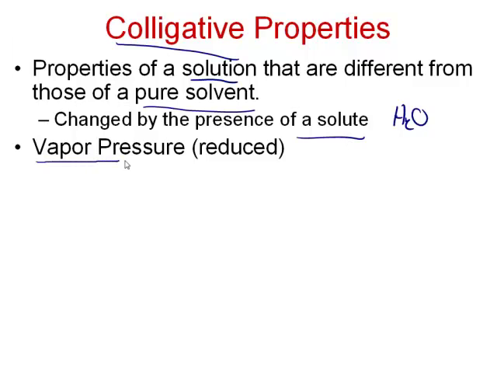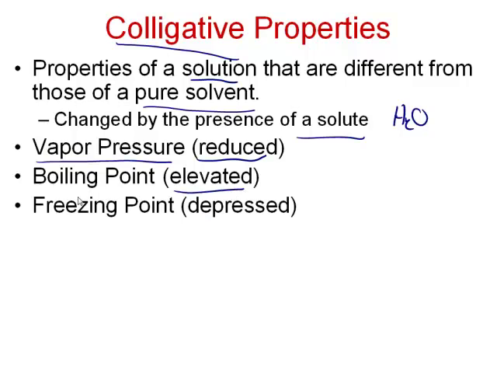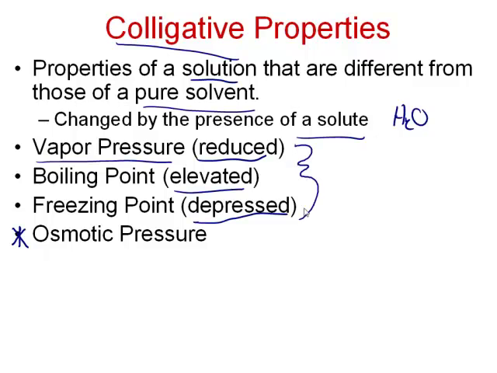The first is vapor pressure. The vapor pressure of a pure solvent is reduced by the presence of a solute. Okay. The boiling point of a solution is changed. That's elevated. It's called boiling point elevation. Okay. The freezing point changes. It gets lower. That's called the freezing point depression. And the last is osmotic pressure. There's a separate podcast governing osmotic pressure, so we're not going to talk about that here in this podcast. We're going to focus on these three right here.